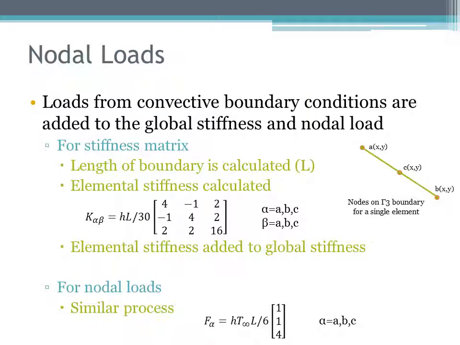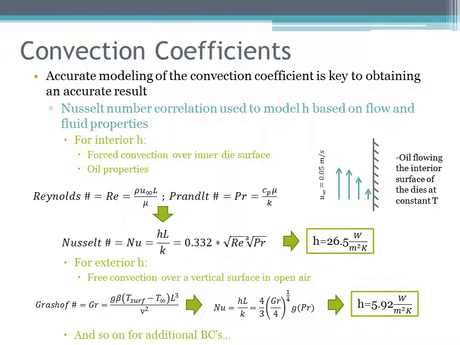The forcing functions of the simulation all come from convective boundary conditions. The addition to the global stiffness matrix is a 3x3 matrix, which is a function of the convection coefficient and the boundary length. The addition to the global nodal loads is a 3x1 matrix, which is a function of the convection coefficient, boundary length, and ambient temperature. Accurate convection coefficients are key if you want to obtain a good result.